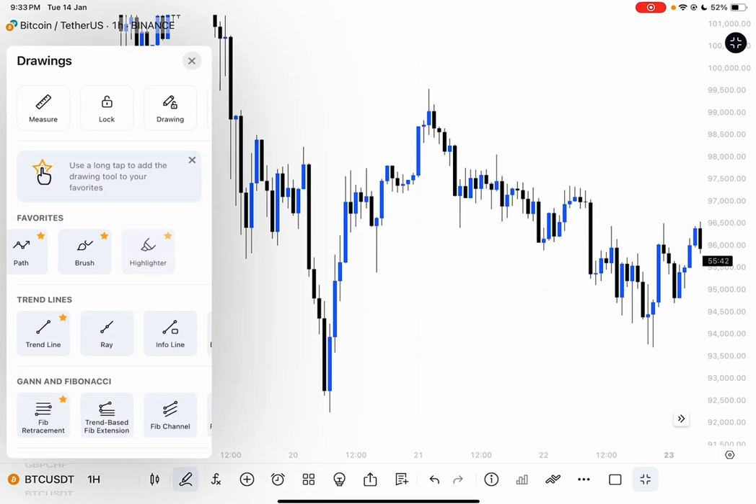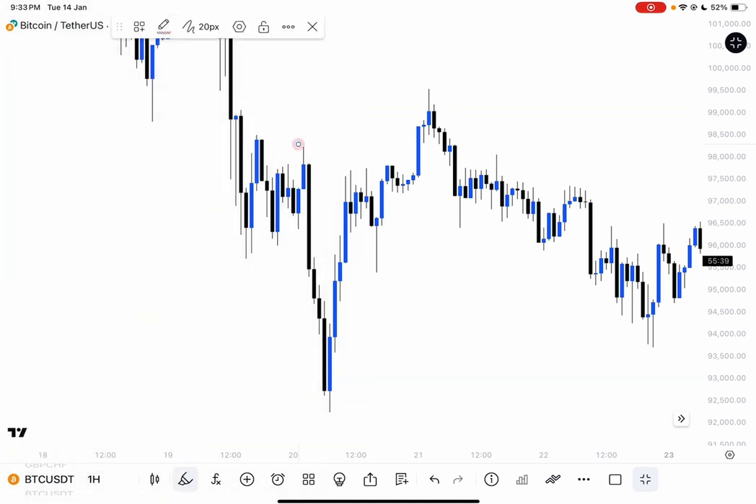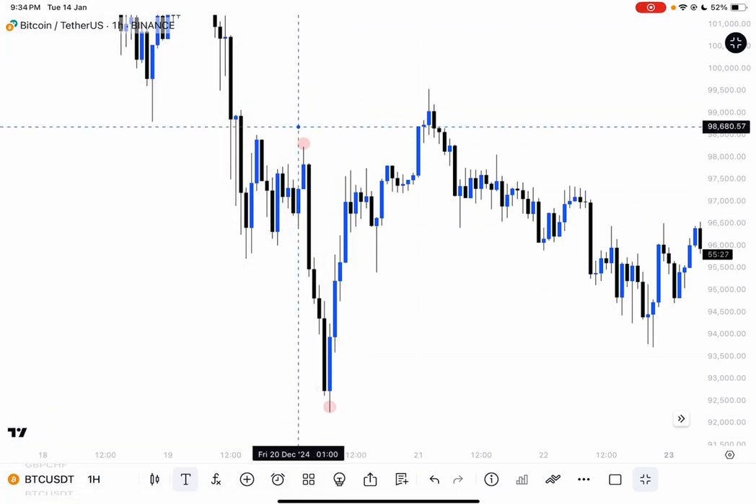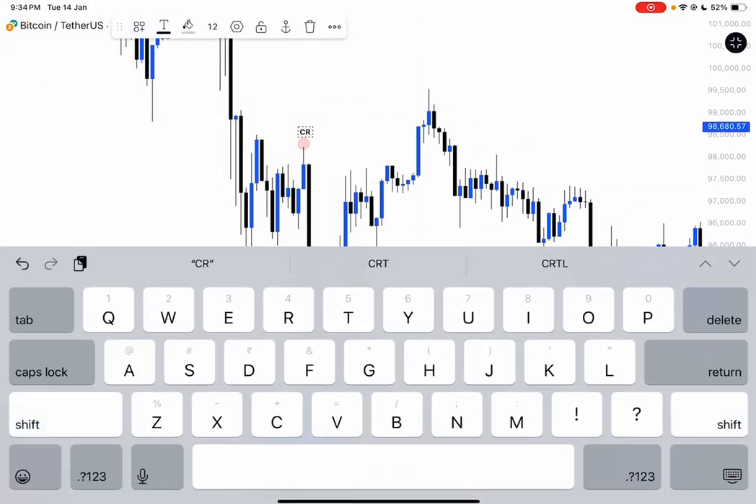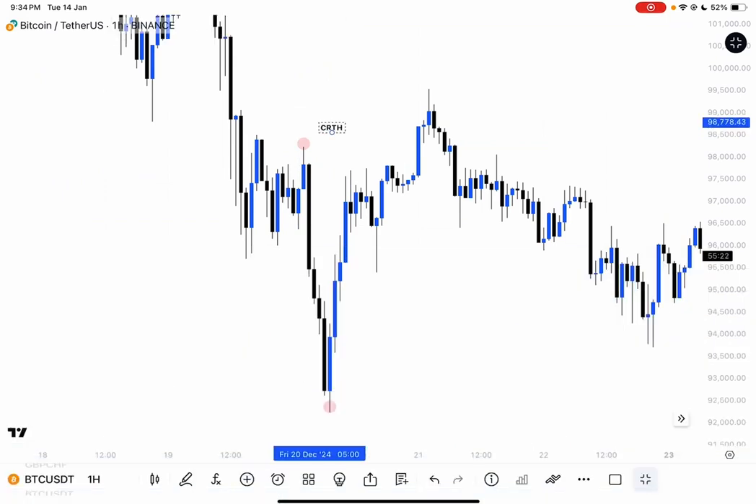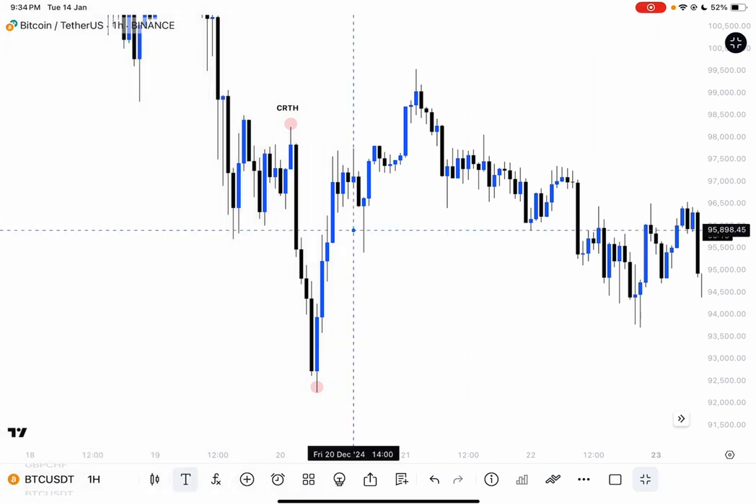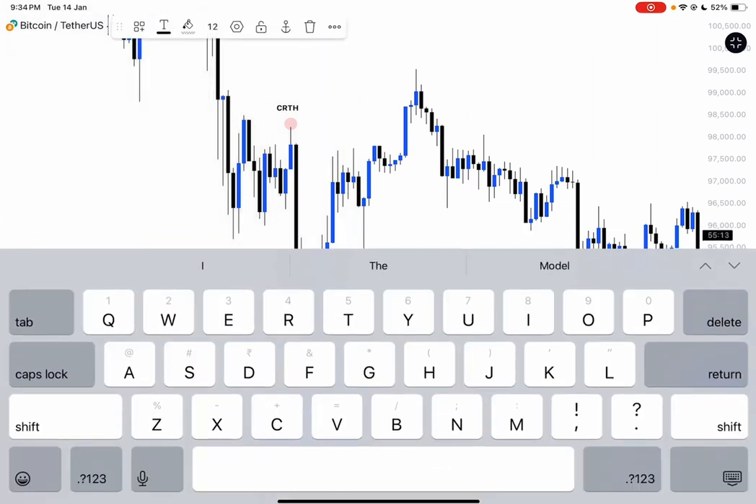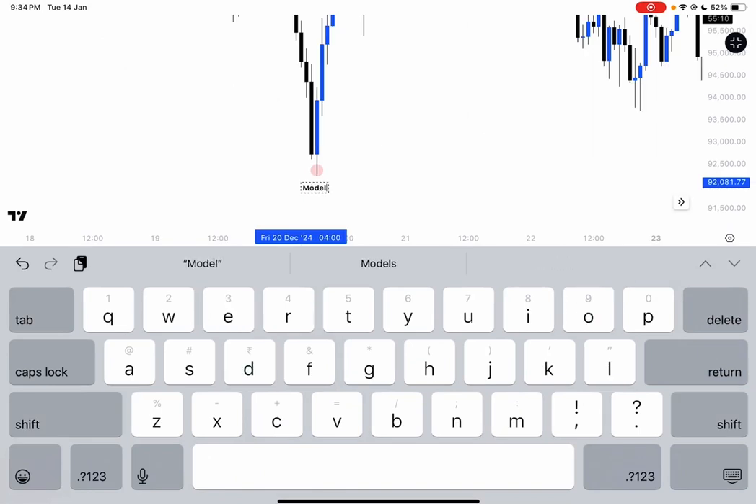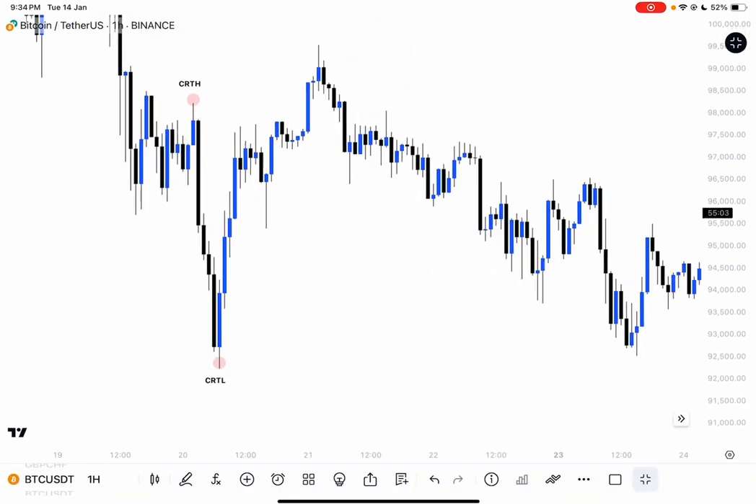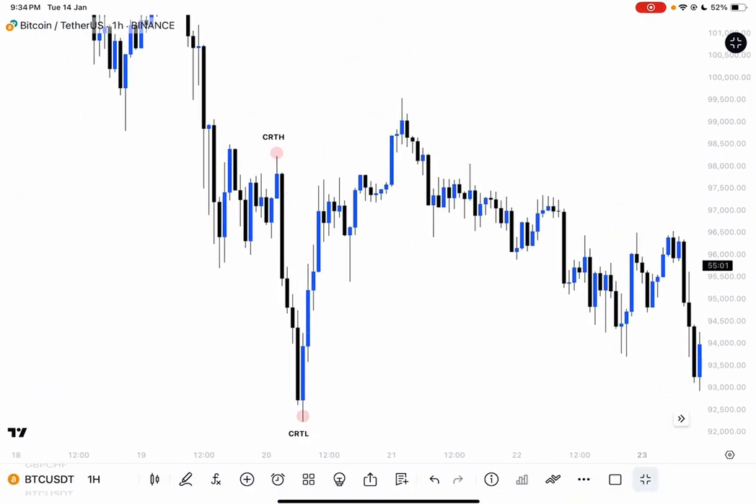So for that, just imagine this as a CRT high and this as a CRT low. Just imagine it, because only here I'm going to explain about model one, episode 2. This is our CRT high, right? Just imagination, guys. Don't take it seriously about CRT highs and lows. I'm only going to explain about model one here properly.